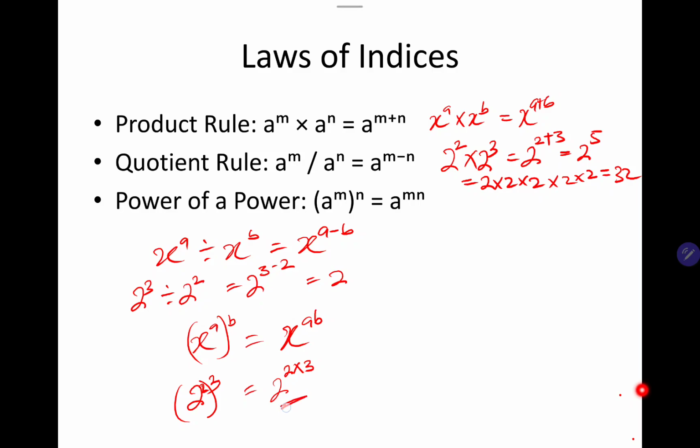Note that this is very different from this. Note the difference between the first law and this law. Note the difference between the product rule and the power of a power rule. Don't get it mixed up. When it's multiplication, you maintain the multiplication sign for the exponents.